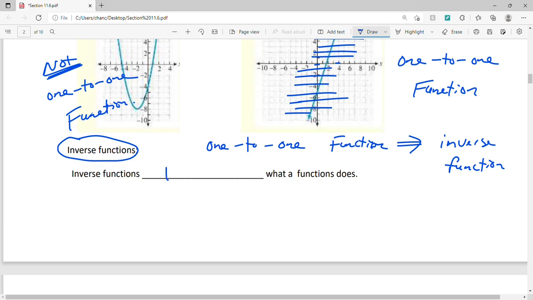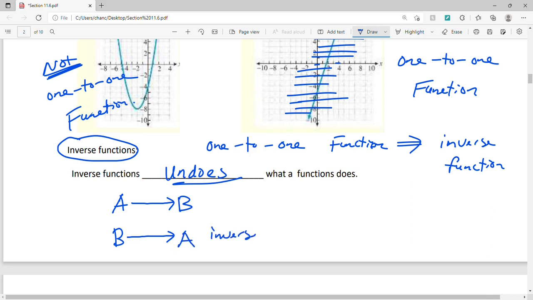Inverse functions undo what a function does. For example, if you have a function that takes an a to a b, the inverse will go backwards. It would take a b back to an a. That's the operation of the inverse function.